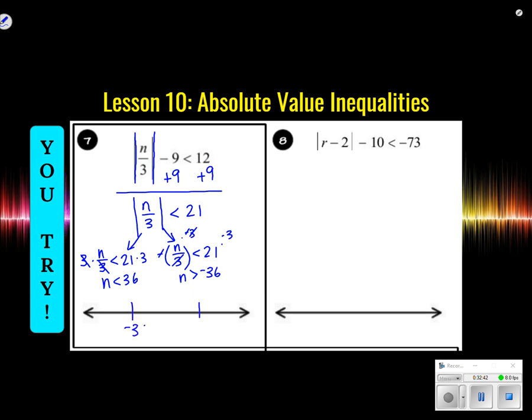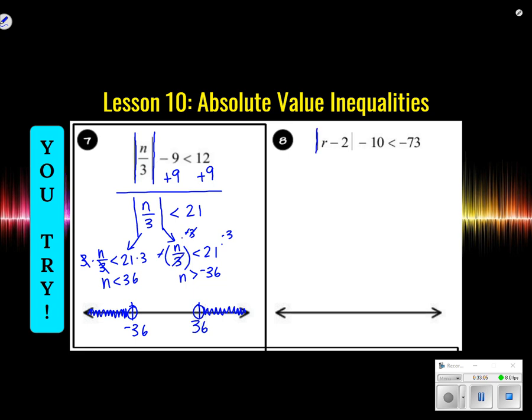Negative 36 on the left, positive 36 on the right. Open circles. We're greater than 36. We're also less than negative 36. This is an or compound inequality. All right, I do want to look at number 8. It is kind of special, so let's give it a little attention.